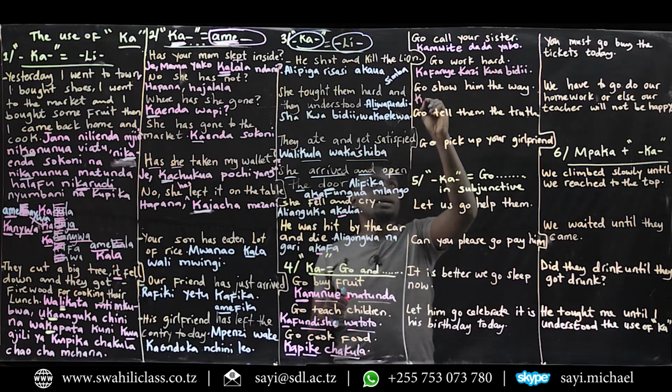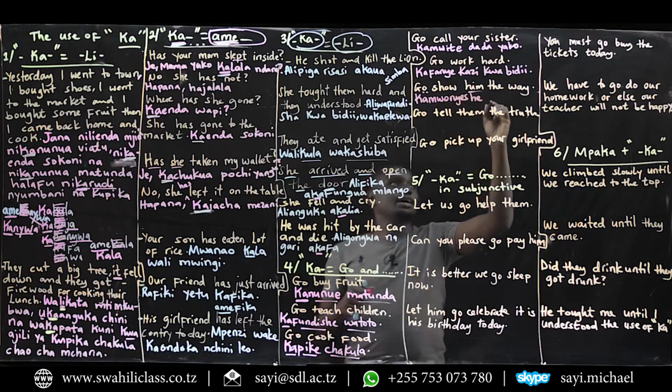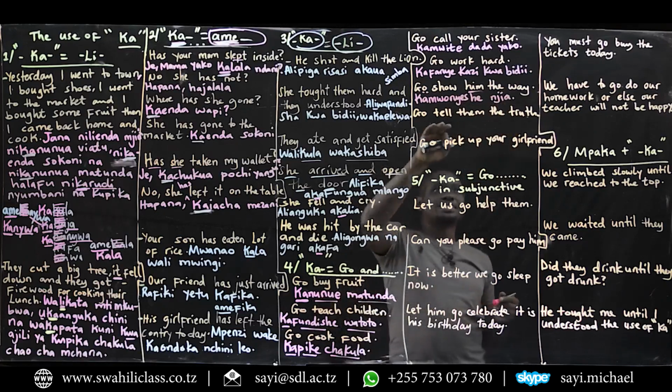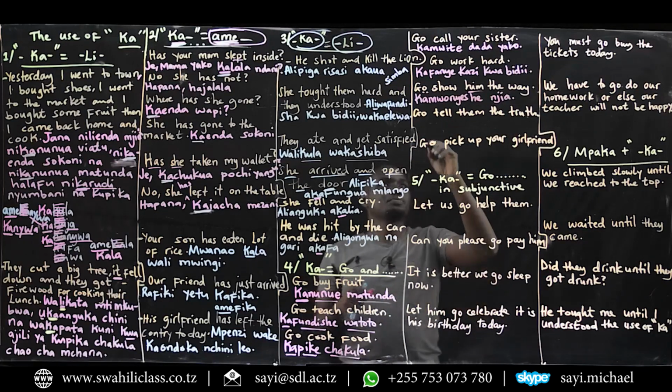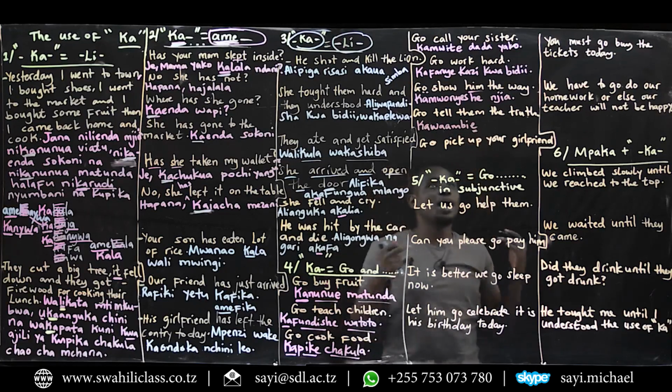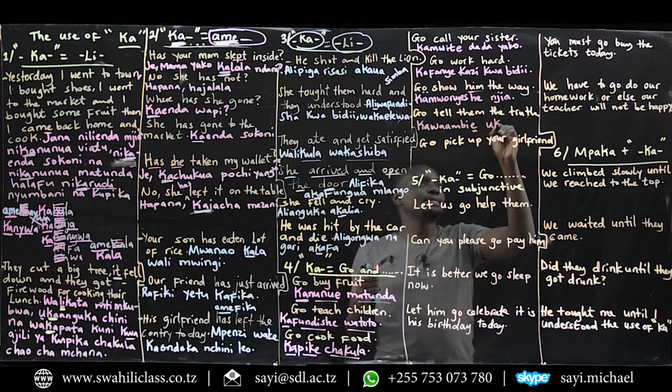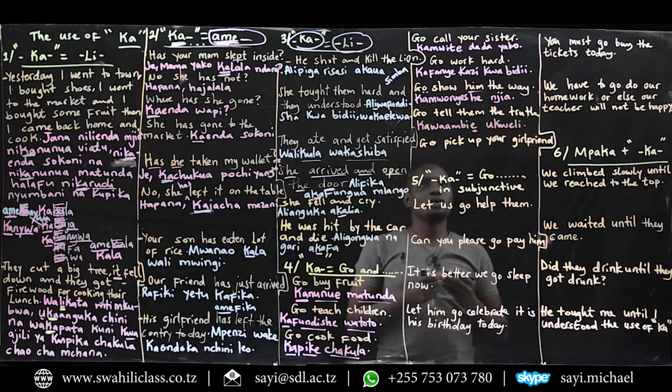Go show him the way. Ka, go, show him the way. Him. Ka, mwonye. She, kamuonyeshe njia. See that? Go tell them the truth will be ka, tell them. Kawa, tell. Ambie, we change it, eh? Kawaambie, the truth. Ukweli. Kawaambie ukweli.